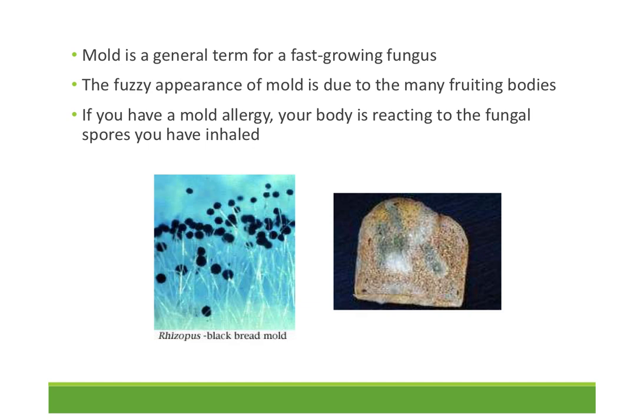When we talk about fungus, sometimes we use the word mold, and mold is not a specific species of fungus. It's just a general term for some fast-growing fungus, which appears very fuzzy when you look at it because it has many fruiting bodies sticking up. An example of that would be the mold that grows on bread. So we have a picture here of very moldy bread. You can see several different colors of mold.